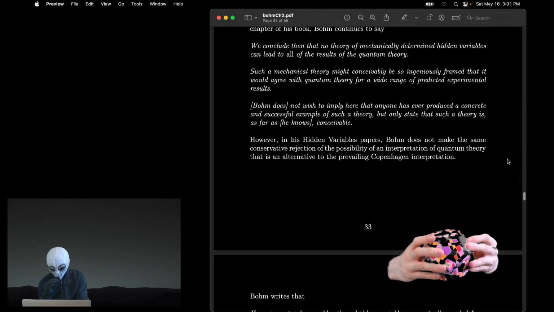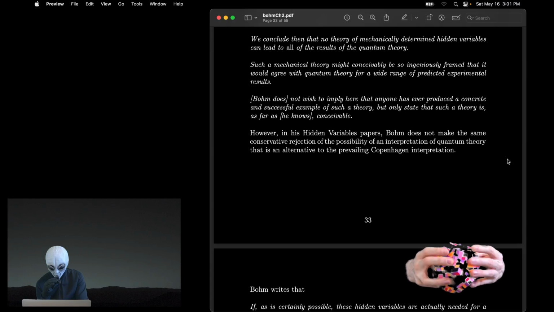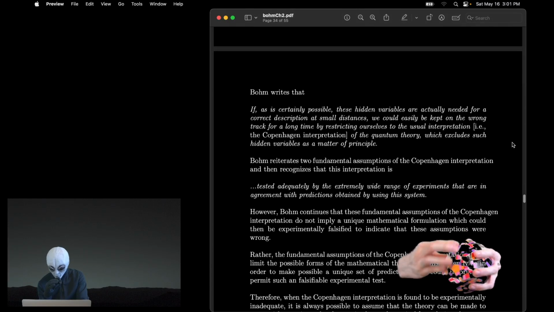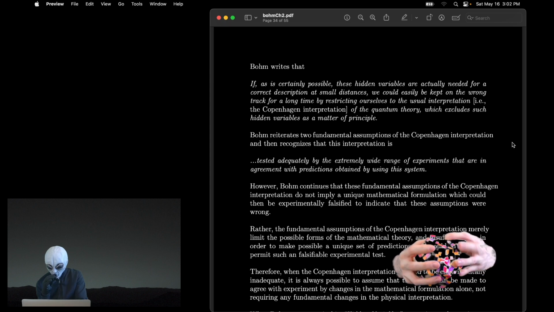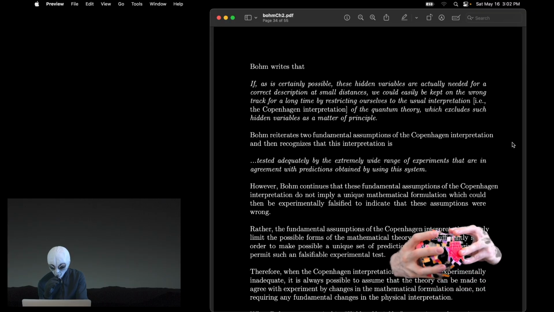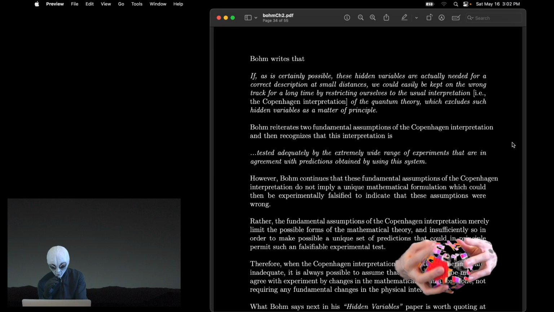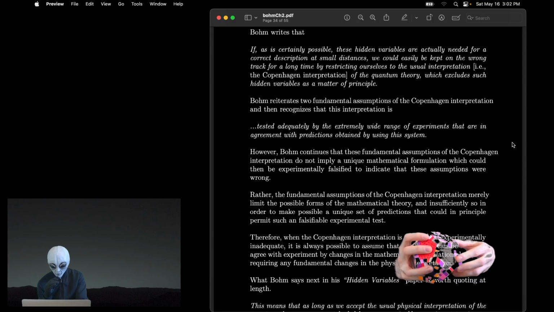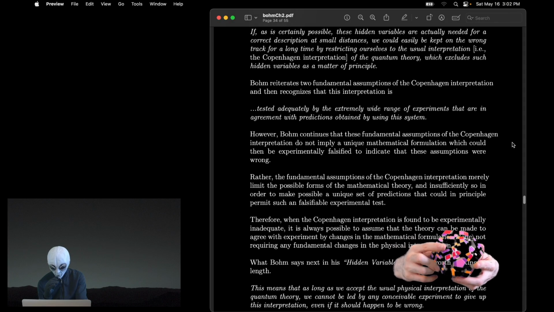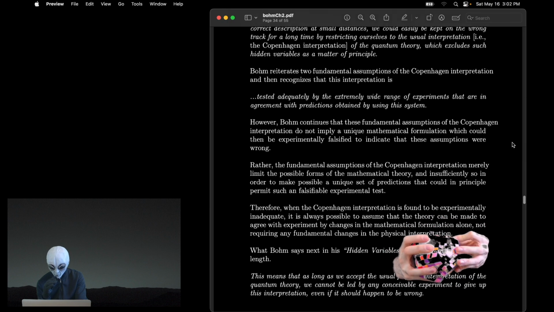However, in his hidden variables papers, Bohm does not make the same conservative rejection of the possibility of an interpretation of quantum theory that is an alternative to the prevailing Copenhagen interpretation. In the papers, Bohm writes that if, as is certainly possible, these hidden variables are actually needed for a correct description at small distances, we could easily be kept on the wrong track for a long time by restricting ourselves to the usual interpretation, that is, the Copenhagen interpretation of the quantum theory, which excludes such hidden variables as a matter of principle. Bohm reiterates two fundamental assumptions of the Copenhagen interpretation, and then recognizes that this interpretation is tested adequately by the extremely wide range of experiments that are in agreement with predictions obtained by using this system.